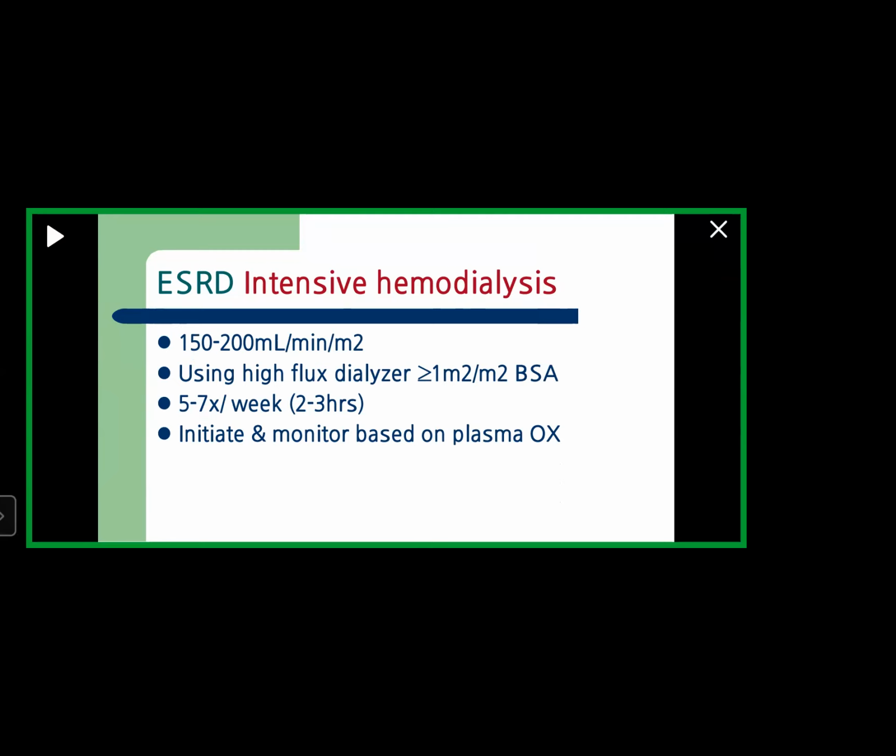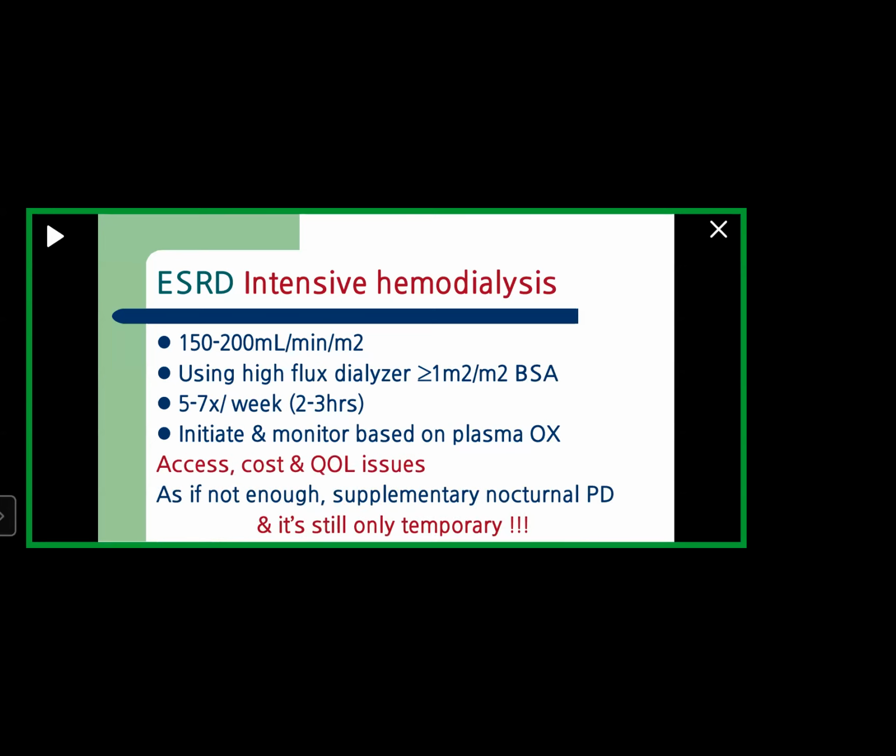If plasma oxalate is very high, but the patient otherwise does not need to start dialysis, it may be beneficial to start dialysis at this phase to avoid the burden of tissue oxalosis. And again, guidelines recommend monitoring plasma oxalate to judge the adequacy of intensive dialysis. However, this treatment has problem with vascular access that you're going to use approximately daily, particularly in a small child. The cost and insurance coverage issues of high flux dialysis at least 5 times per week, and the quality of life issues. And as if this were not enough, some studies suggest supplementary nocturnal peritoneal dialysis.